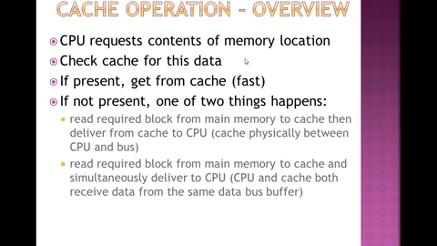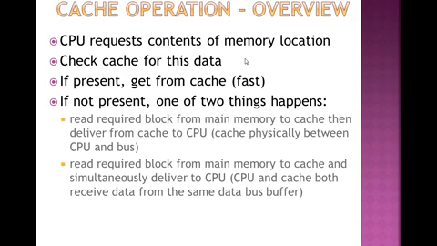But if the data is not available in the cache memory, one of two things happens. That is, there are two scenarios. First, it reads the required block from the main memory to the cache, then delivers from the cache to the CPU. That is, delivering the content from the cache memory and passing it to the CPU, so that the CPU performs the operation and produces the output.